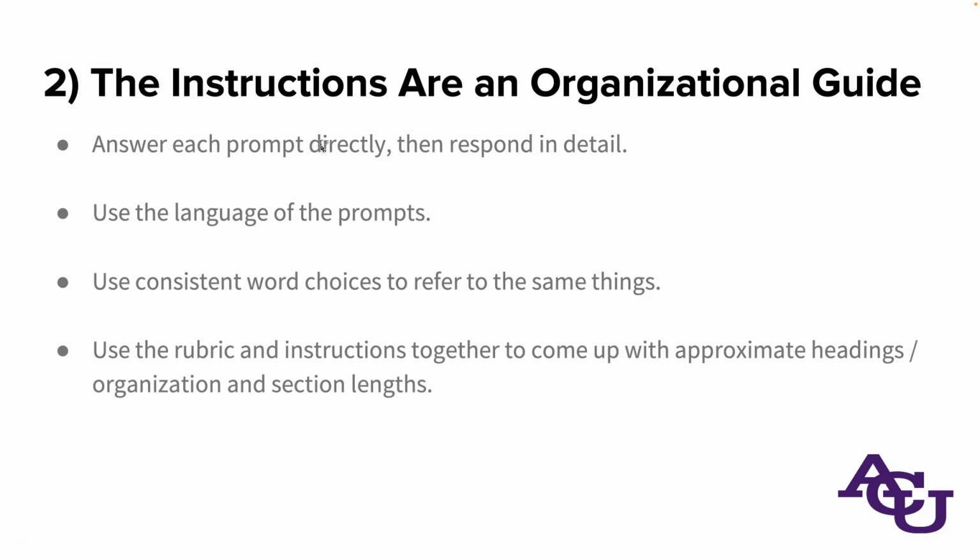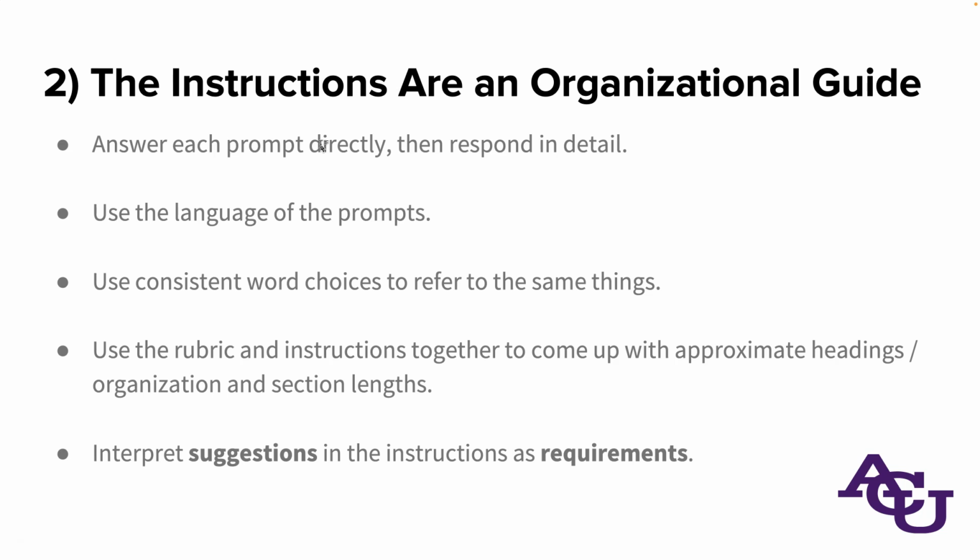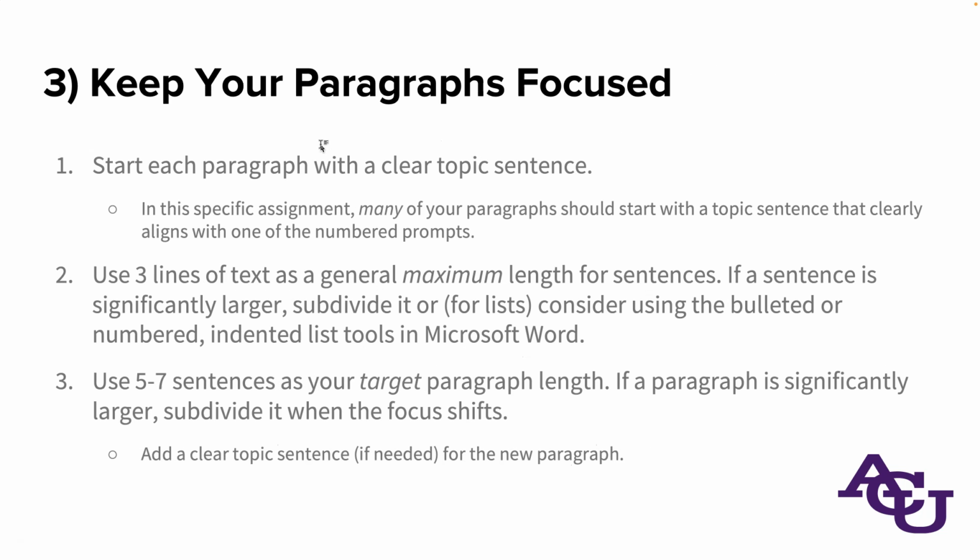Use the rubric and the instructions to come up with approximate headings and section lengths, and interpret the suggestions in the instructions as requirements. Keep your paragraphs focused. One way to do that is to start your paragraph with a clear topic sentence. Good advice in general, but especially when you're writing a paper like this, where you have to get a fair bit of information out in just 2 pages. So, many of your paragraphs will be starting with a topic sentence that clearly aligns with one of the numbered prompts. You might have a particular prompt that you're taking 2 or 3 paragraphs to respond to, but in general, most of yours should be starting with a topic sentence that says that you are responding to that prompt.